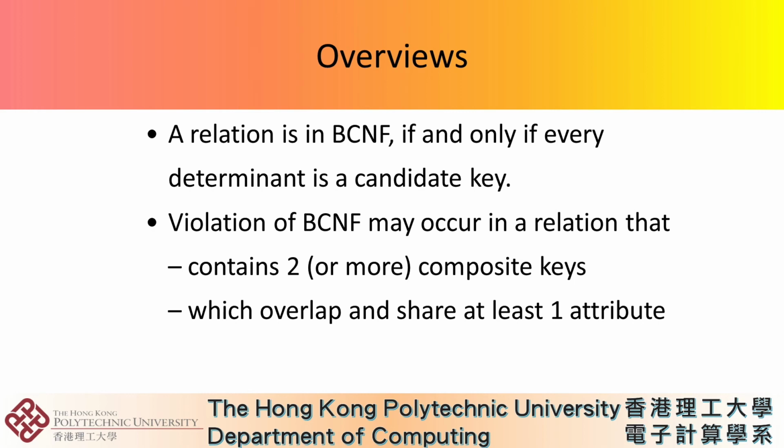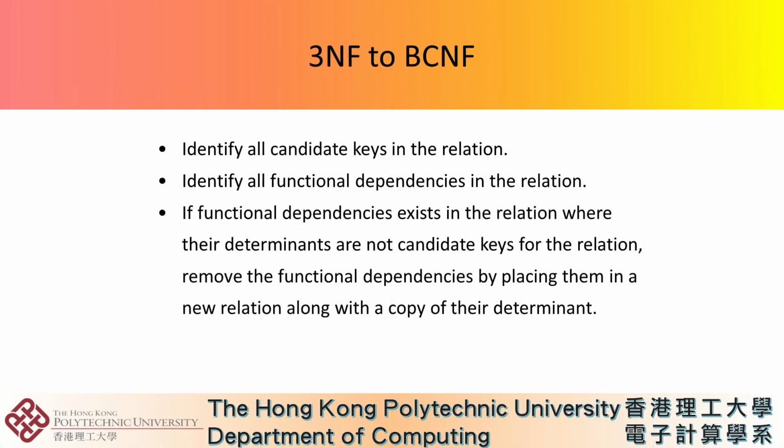least one attribute. To go from 3NF to BCNF, you should identify all candidate keys in the relation, and you should identify all functional dependencies in the relation. If functional dependencies exist in the relation where their determinants are not candidate keys for the relation, you should remove the functional dependencies by placing them in a new relation along with a copy of their determinant.